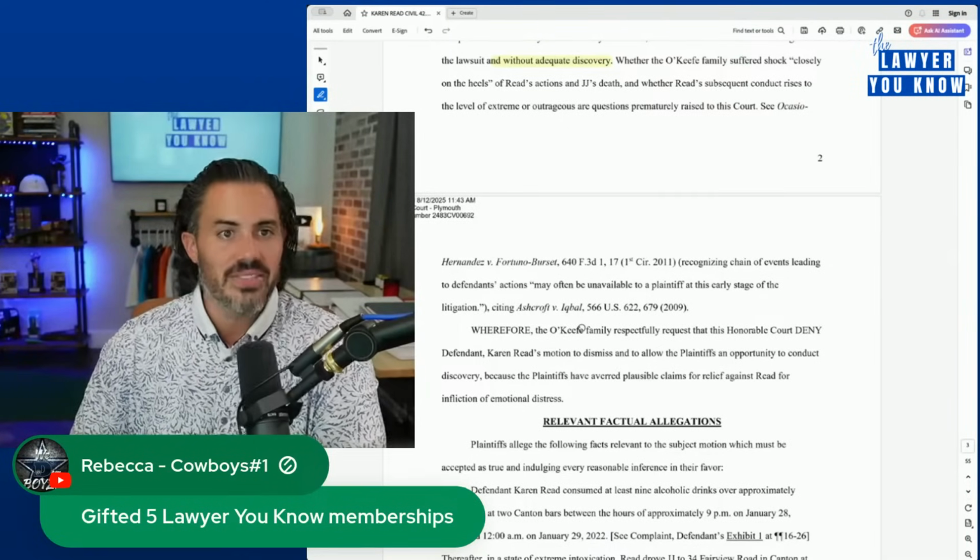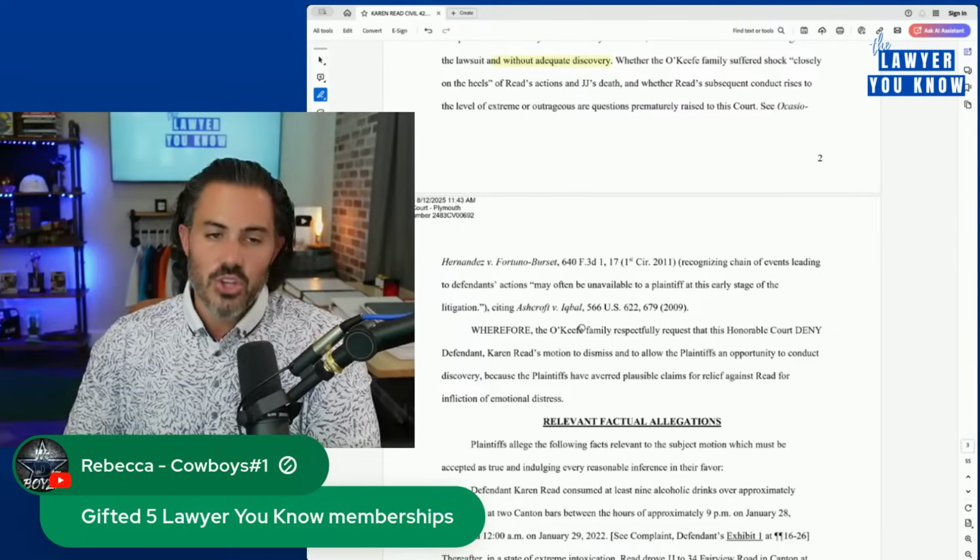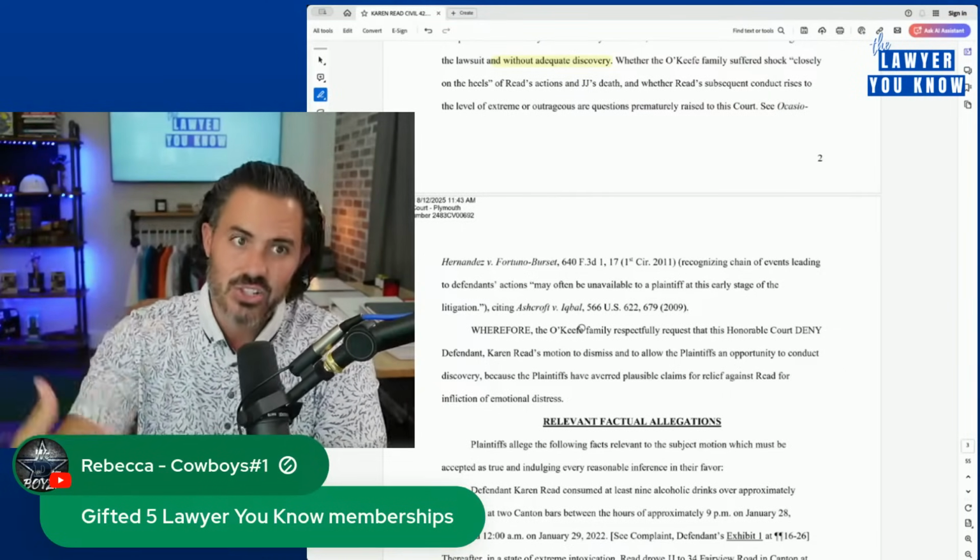I do agree with part of that, was it extreme and outrageous enough? The court just has to see if it's enough to get over the line, not to actually prove the case.